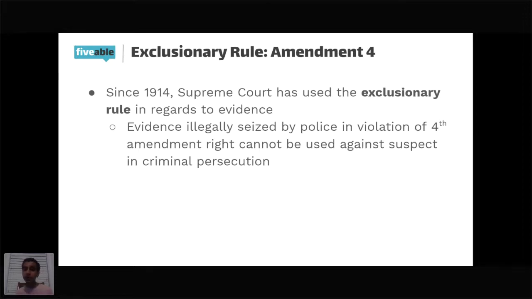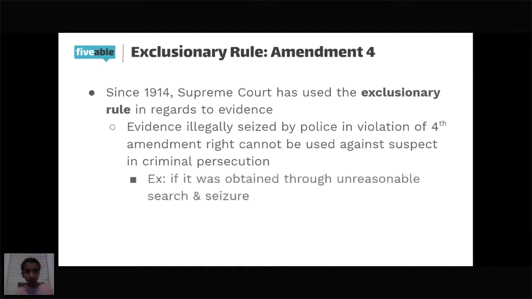If they present that in trial and you can prove that they took that with an unreasonable search or seizure, where they did not have a warrant or they did not have probable cause, that cannot be used against you in trial. So even though it is something that you stole, you could be found not guilty just because they took it without following the proper law, without that probable cause or without the warrant. So the exclusionary rule is something that you should definitely remember that's related to the Fourth Amendment.